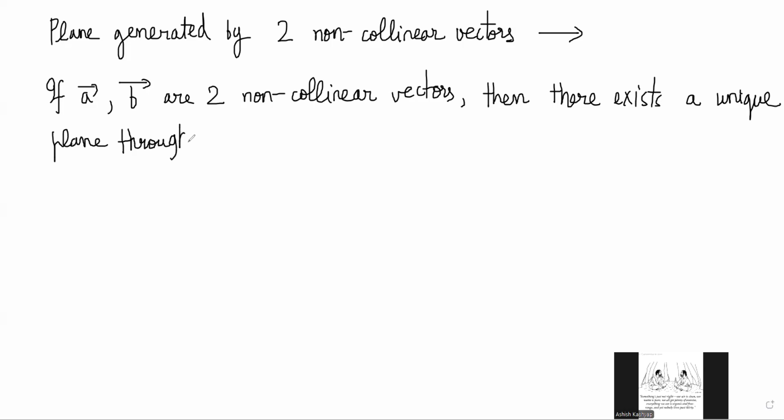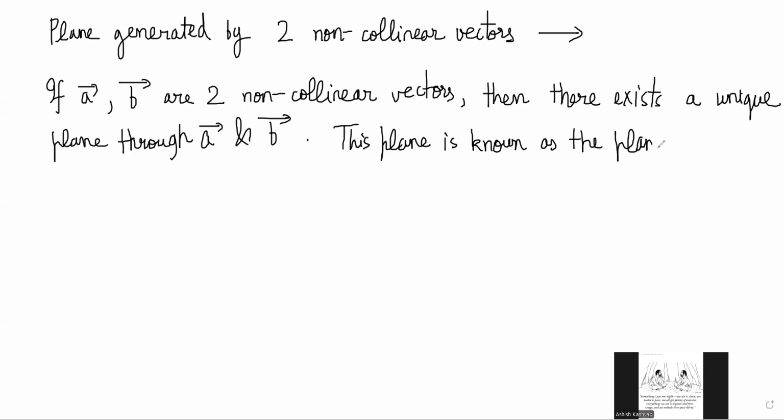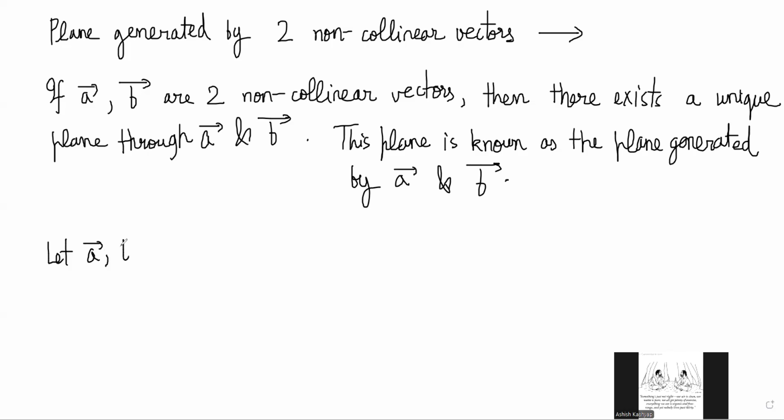containing the A vector and B vector. This plane is known as the plane generated by A and B. By A and B, right? Okay, now how do we understand this better? So let A and B be two non-collinear vectors.